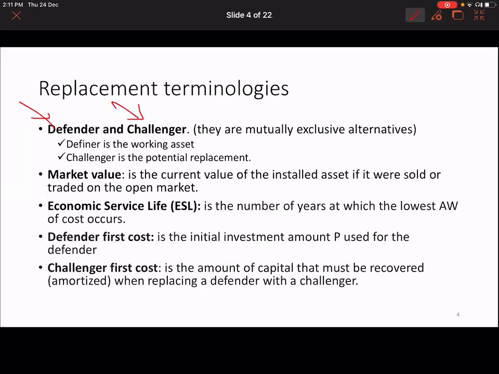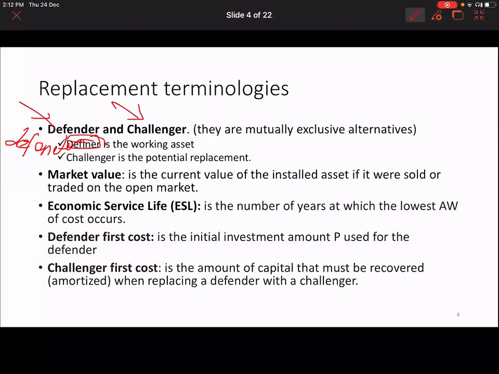But there are some changes, like I said, the three previous points. We need to study the replacement possibility. So the possibility is to replace the defender. Okay, it's not definer, it's defender. This word is defender. We study whether we replace the defender or we change it with something we call the challenger.